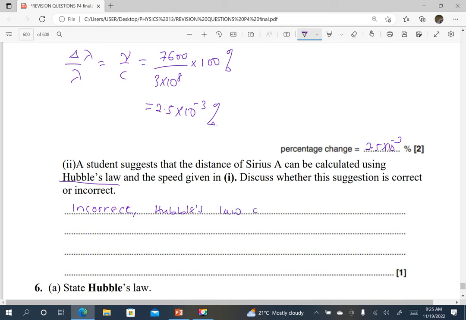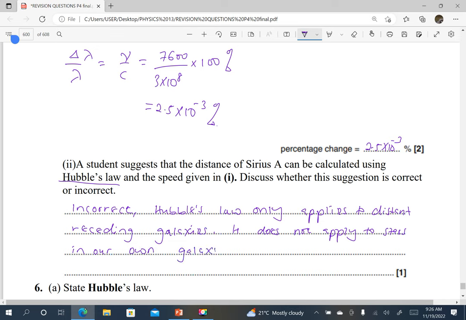Hubble's law only applies to distant receding galaxies. It does not apply to stars in our own galaxy because Sirius is in our own galaxy. So it doesn't apply to stars in our own galaxy.